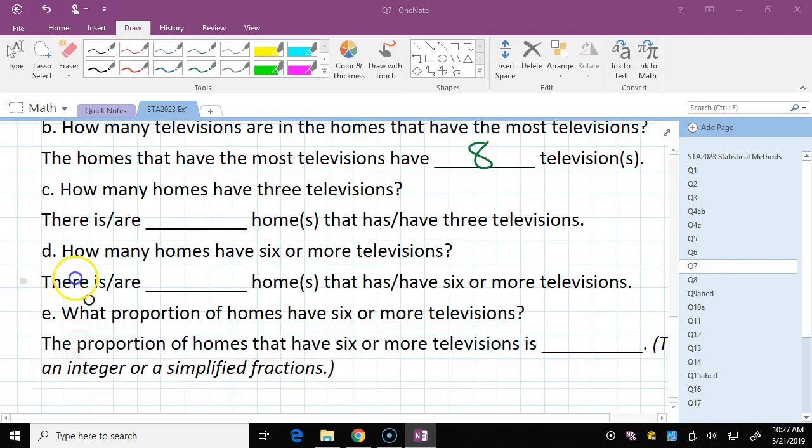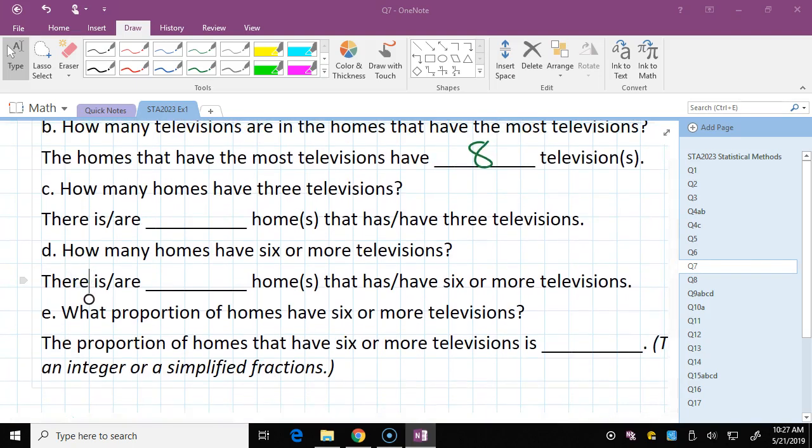All right, now it says, how many homes have 3 televisions? So you look at the bar for 3 and tell me what you got. 28. Perfect. Look at that bar for 3 and you tell me what you got. It should be 28.